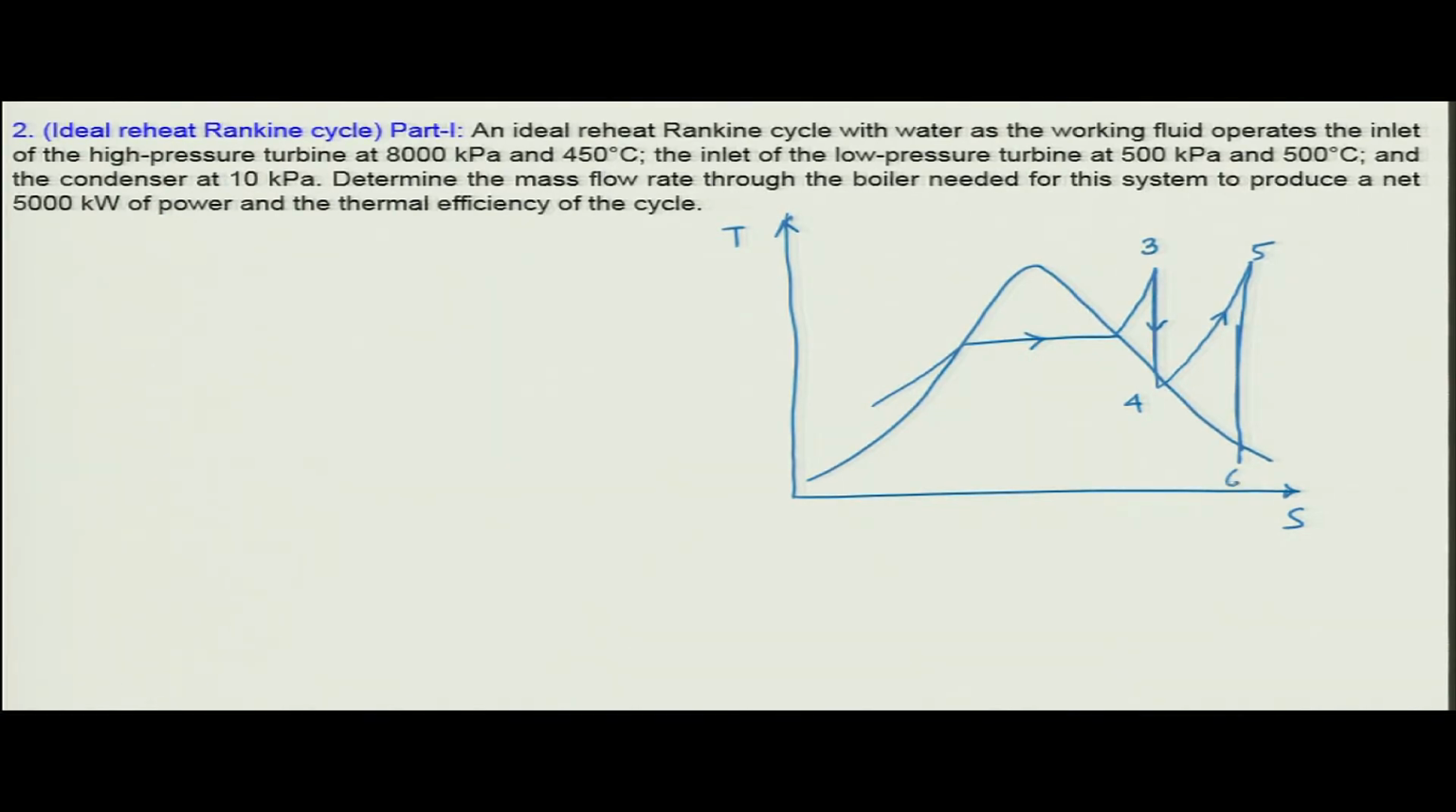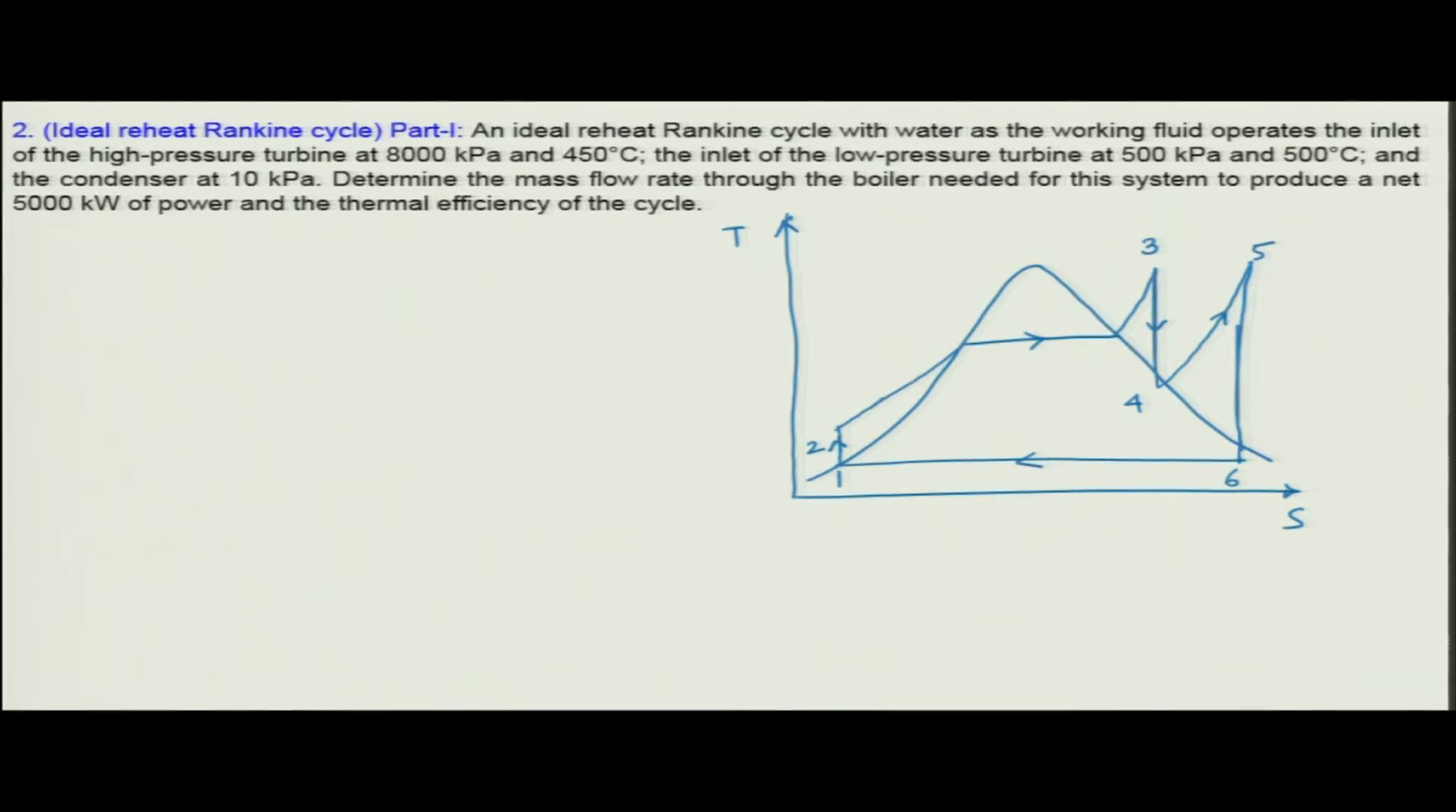Okay, you expand it to 0.6, and then from 0.6 you reject the heat and come to 0.1, and from 1 you go to 0.2. Okay. So, this is the cycle that we are considering.